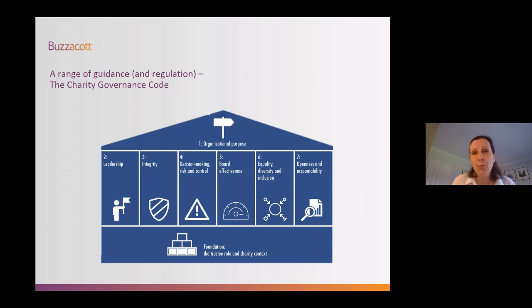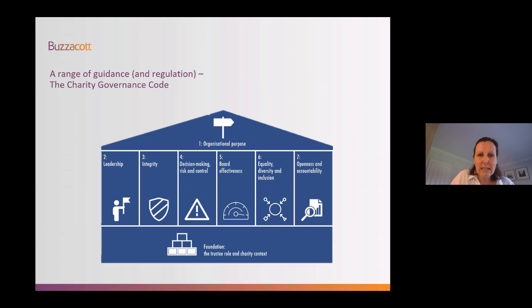And then finally, openness and accountability, which I think goes without saying, but again, it's really emphasised here within the code, and also, as we'll see, emphasised very much in the DfE's governance handbook as well. And really this is openness and transparency with all of your stakeholders, with appropriate communication with all of the relevant groups.